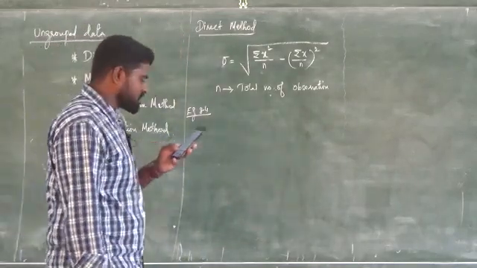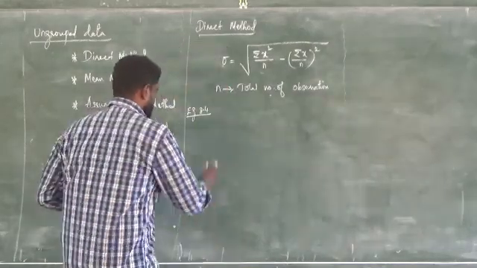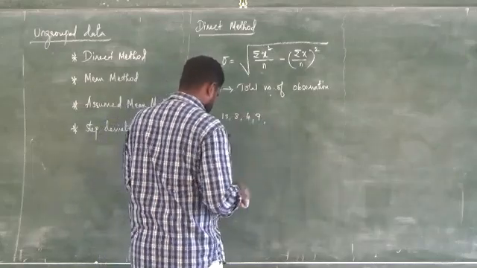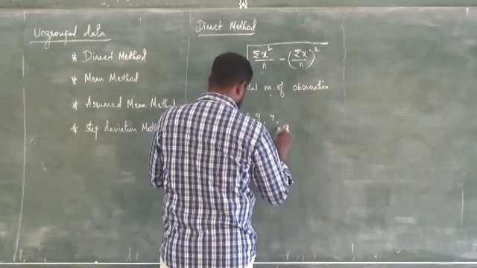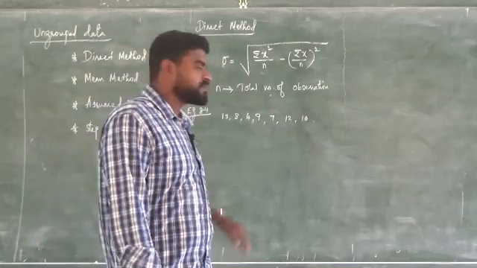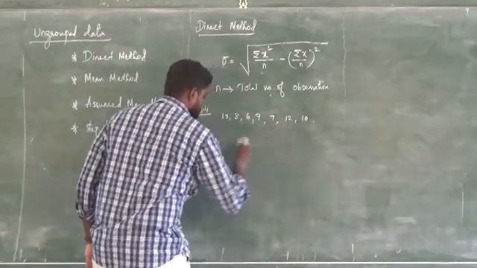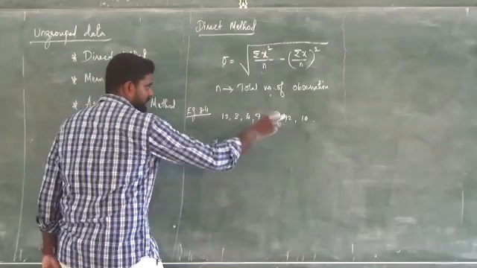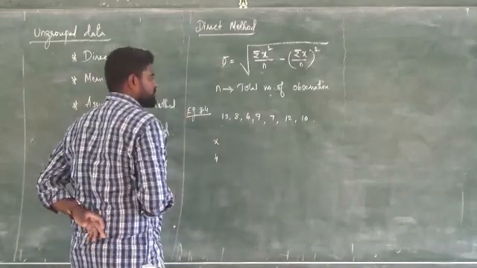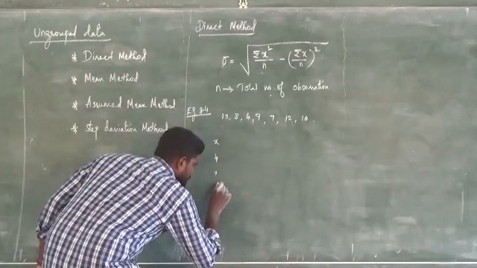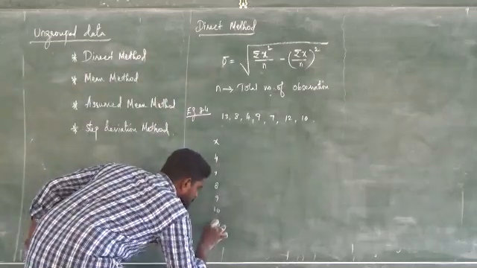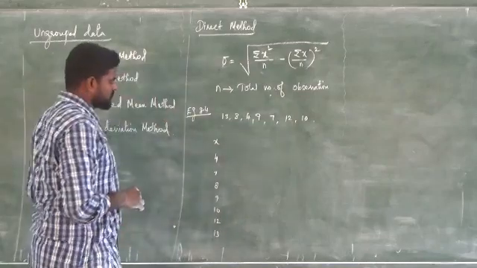The number of televisions sold on each day of a week are 13, 8, 4, 9, 7, 12 and 10. Find its standard deviation. First we will form the table. These are the values of x. You can even write them in ascending order: 4, 7, 8, 9, 10, 12, 13. So these are the values of x.